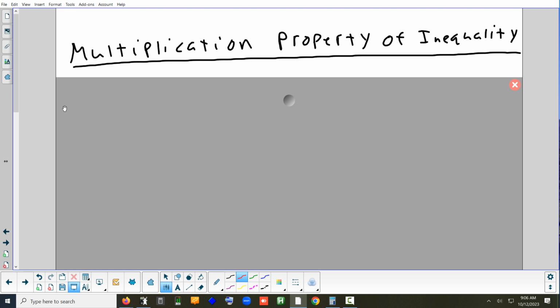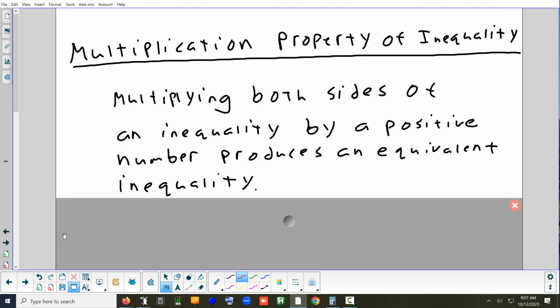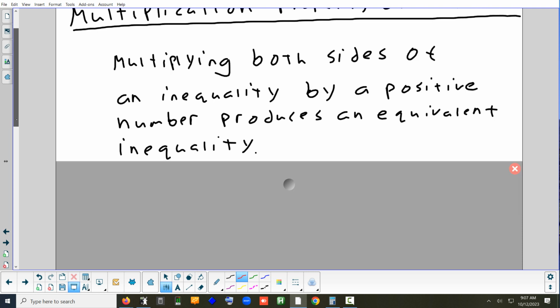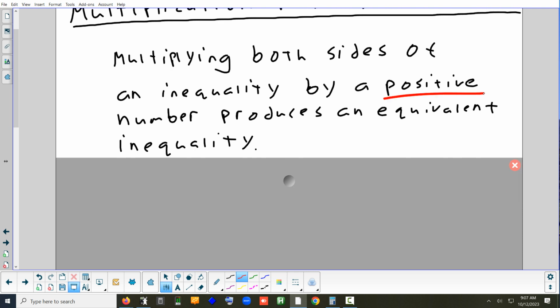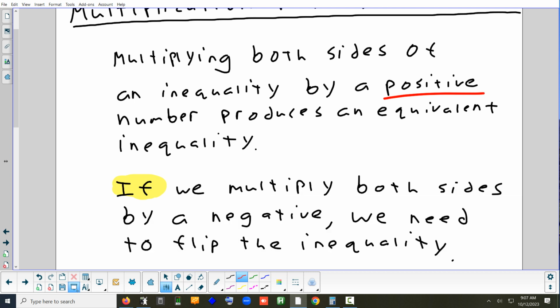So when we multiply or divide by a negative, we're going to have to remember to do something. And that's what you're going to write down under the if. So you guys already have this first part. Multiplying both sides of an inequality by a positive produces an equivalent, or it's a true inequality. You guys get that part? Okay. Now, if it's a positive, it works fine. If you multiply both sides by a negative, it doesn't work fine. So how are we going to make it work? We're going to flip the inequality.